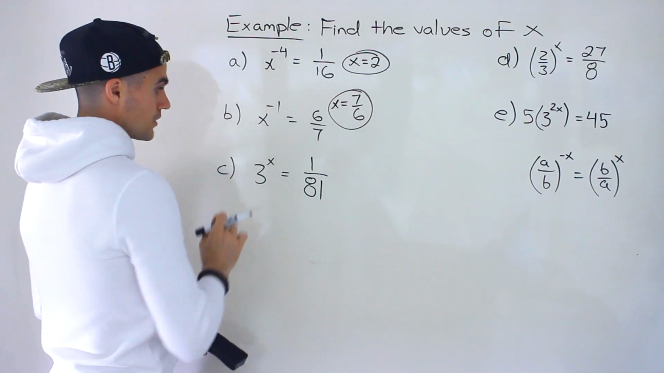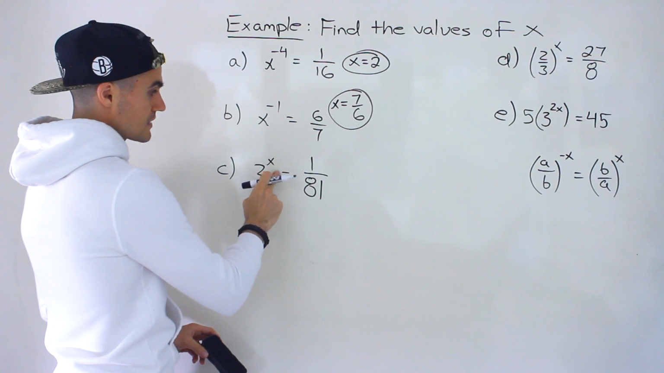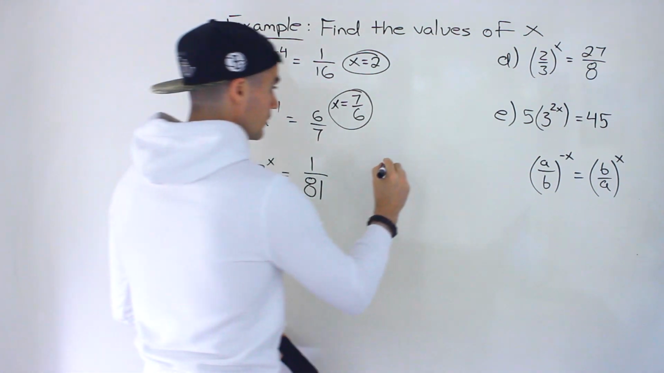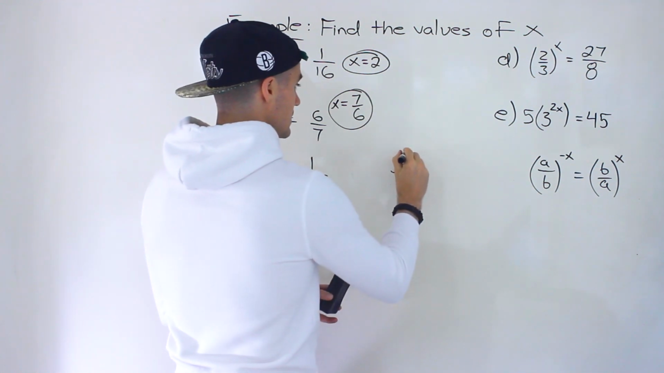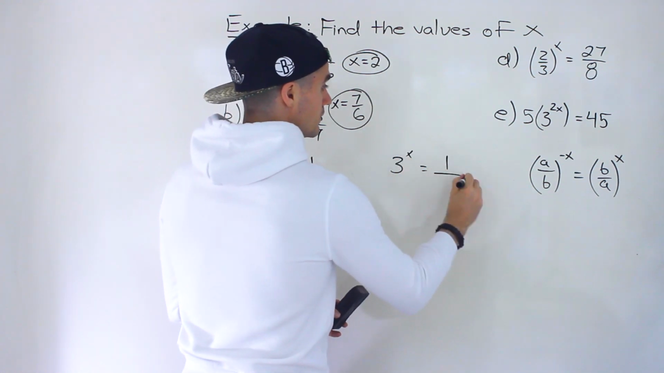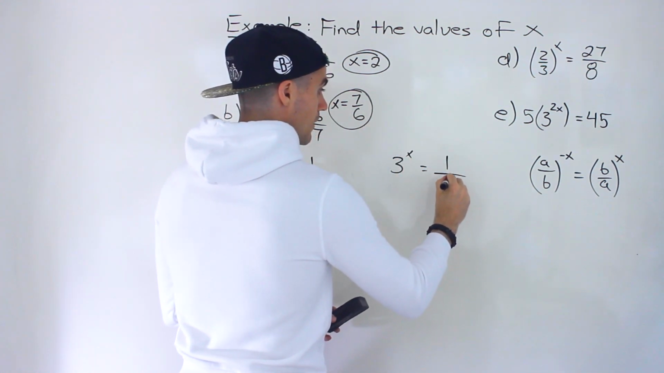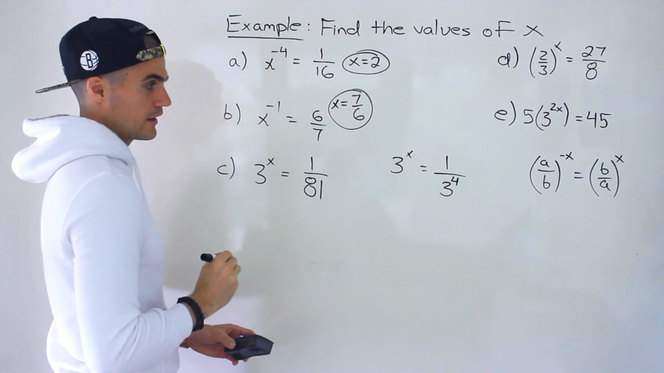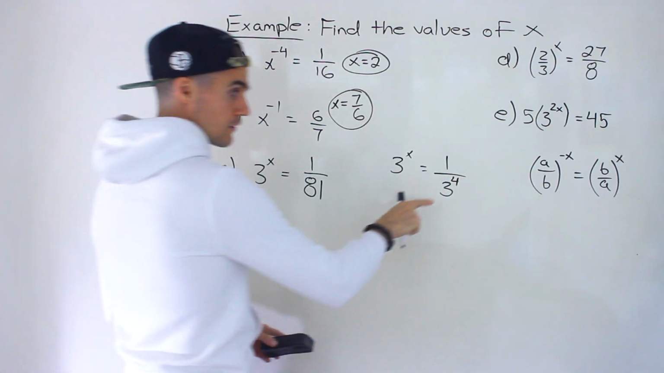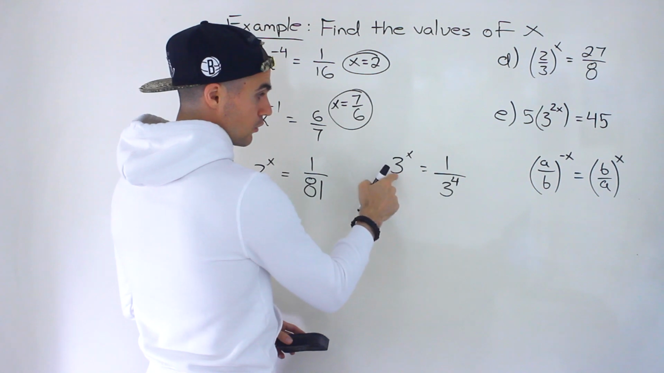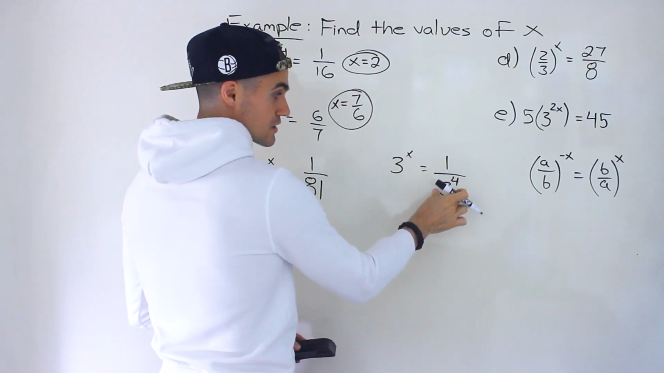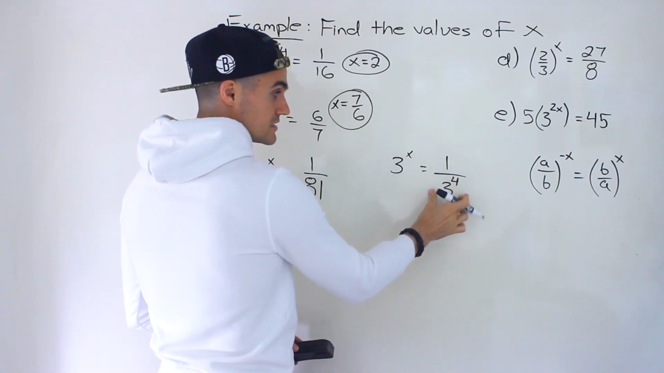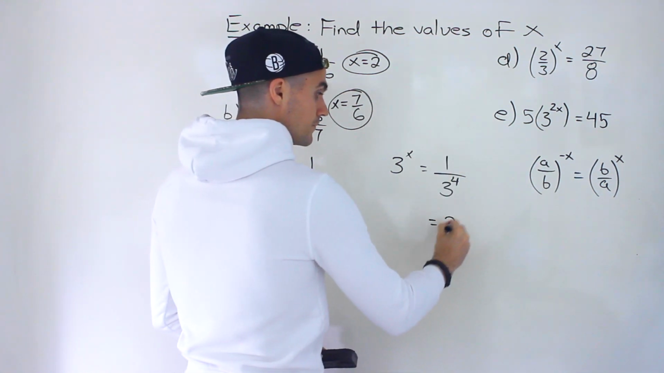Over here in part C, we got 3 to the power of x equals 1/81. Well, notice that we can take the 81, rewrite it as 3 to the power of 4, like that. And then the 3 to the power of 4, notice that over here we have 3 to the power of something. So we can't just keep this 3 to the power of something in the denominator, we got to bring it up.